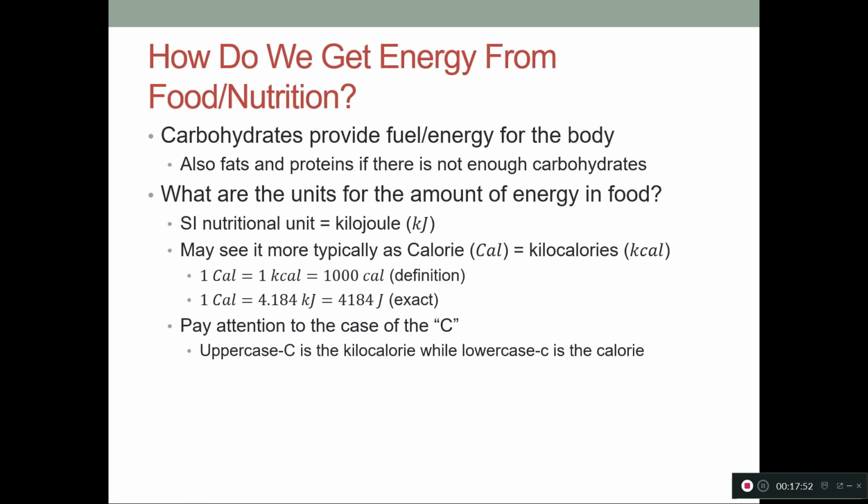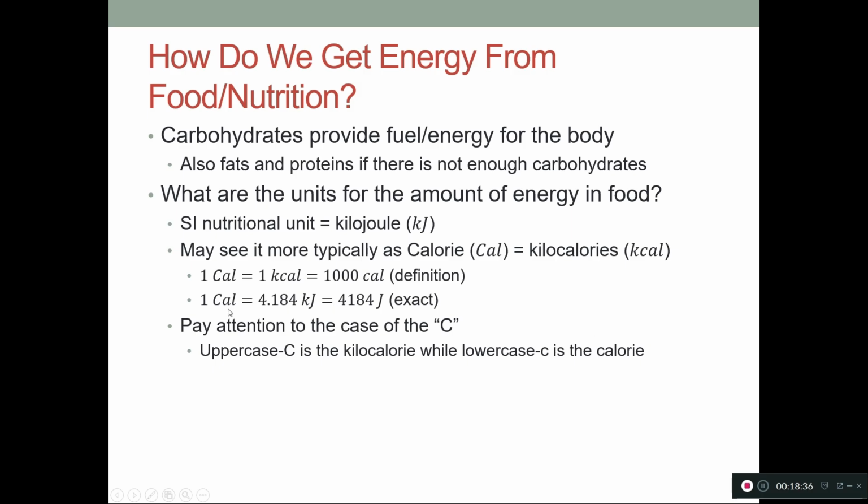Another way that's important for thinking about energy is with our nutrition. So, for instance, carbohydrates are sort of our main source of energy, but we can also get it from fats and proteins. And so, what are the units for the amount of energy in food? We've been talking about joules mostly this whole time, but when you look at the nutrition facts on something, it's usually in calories. And so, this is typically done in calories, which are actually kilocalories. And so what we want to do is pay attention to the case of the C. So an uppercase C actually is talking about a kilocalorie, where a lowercase c is talking about a calorie.